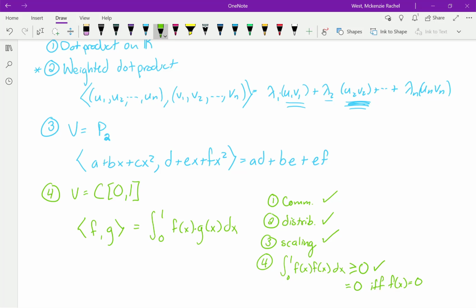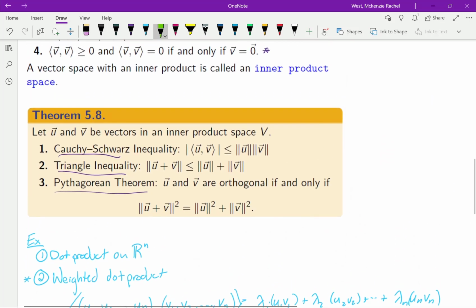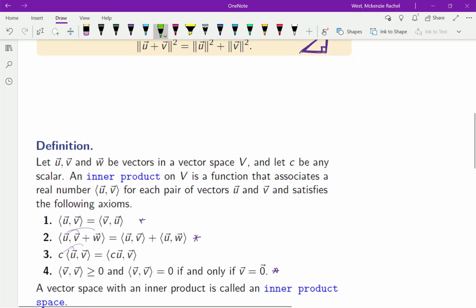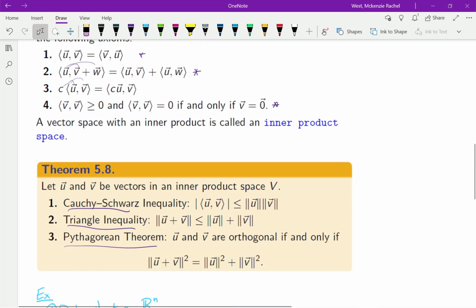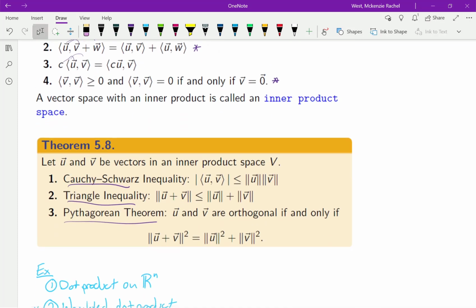You're going to see that in the slides today. But I just wanted to talk a little bit about where our inner products come from, and it comes from the generalization of the dot product and the desire for each of these theorems.